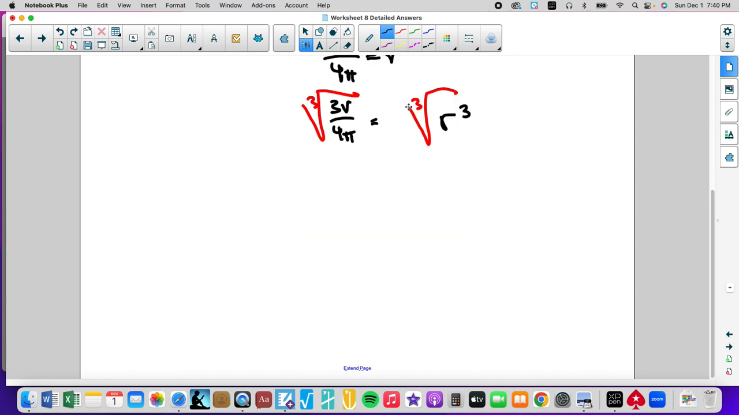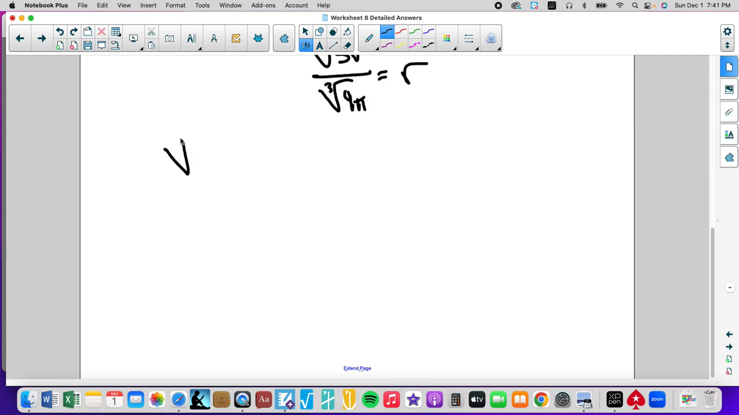So those cancel. And now we can't have a radical in the denominator. So I'm going to do this separately. I'm going to separate those. I'm going to make it big enough to see 3V. The cube root of 3 is not 1. That's not simplified. And then we have the cube root of 4 pi equals R. These cancel. Cube root, cube, cancel, and you're left with R. But we can't have this radical in the denominator. So we're going to have to rationalize it.